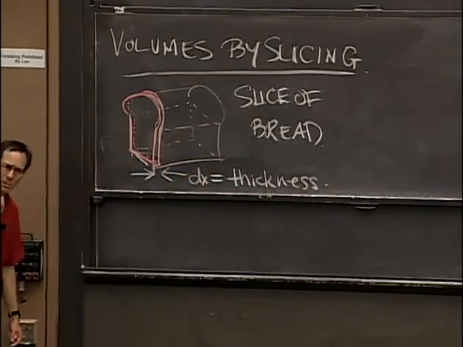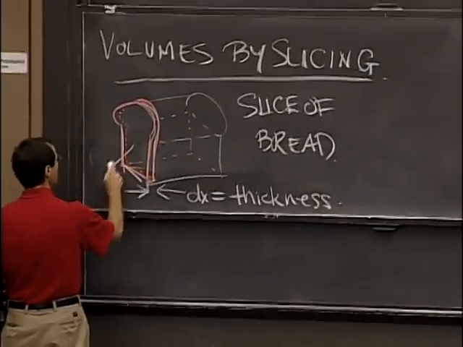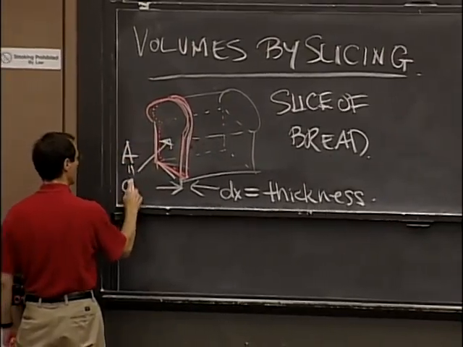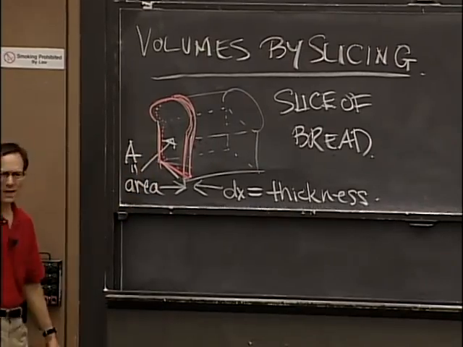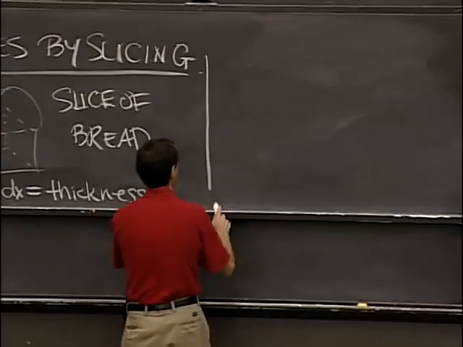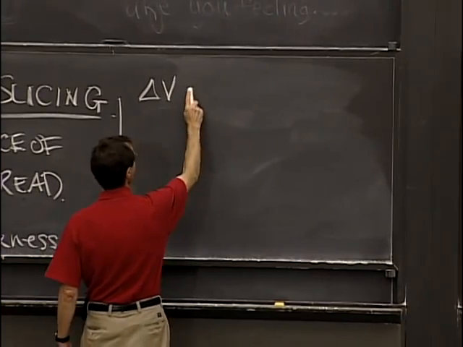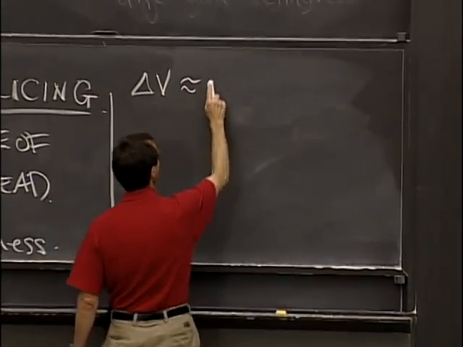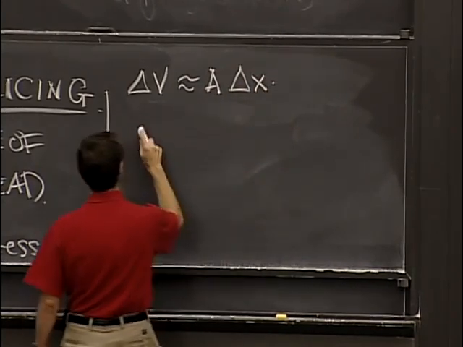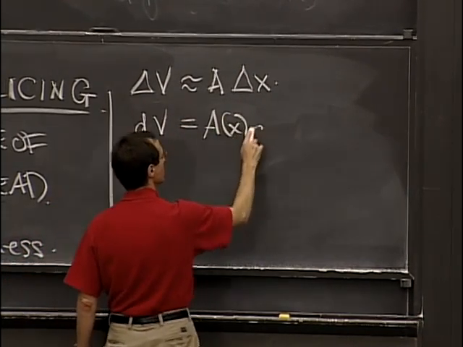And the only other dimension that I'm going to give, because this is a very qualitative analysis for now, is what I'll call the area. And that's the area of the face of the slice. And so the volume of one slice, which I'll denote by delta V, that's a chunk of volume, is approximately the area times the change in x. And in the limit, that's going to be something like this.